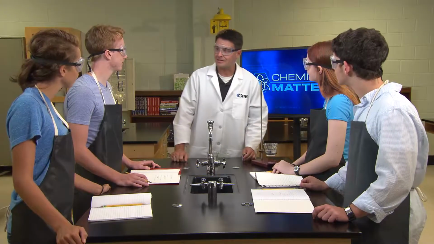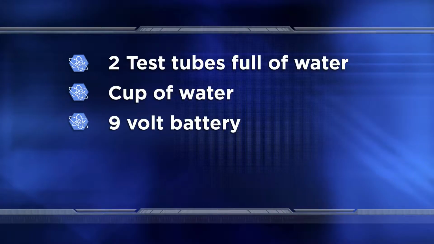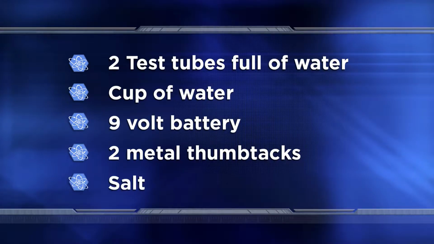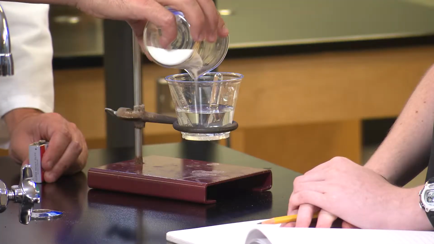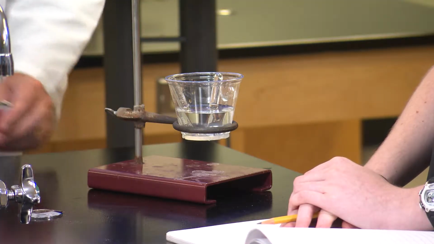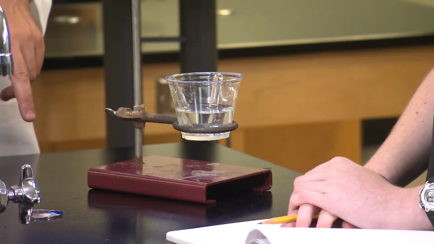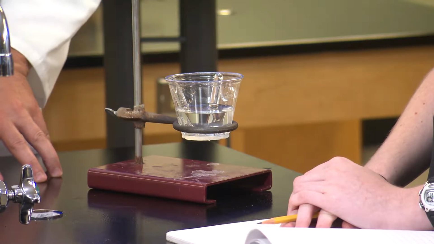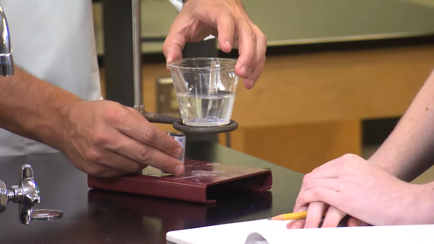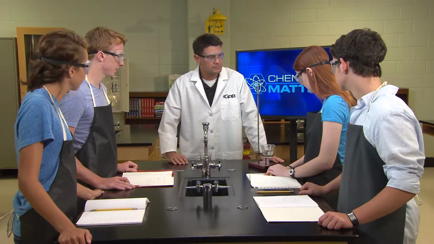As you see here, I've got 2 test tubes full of water. We have a cup of water, a battery, 2 metal thumbtacks, and salt. Now I'm going to start off by sprinkling some salt into the water, and that will allow electricity to be conducted. And I've already pushed the 2 thumbtacks through the bottom of the cup, and I've inverted the 2 test tubes, and I have them full of water. Now what I'll do is place the battery under the cup and make sure that it touches the 2 thumbtacks. Now electricity can flow through the water.